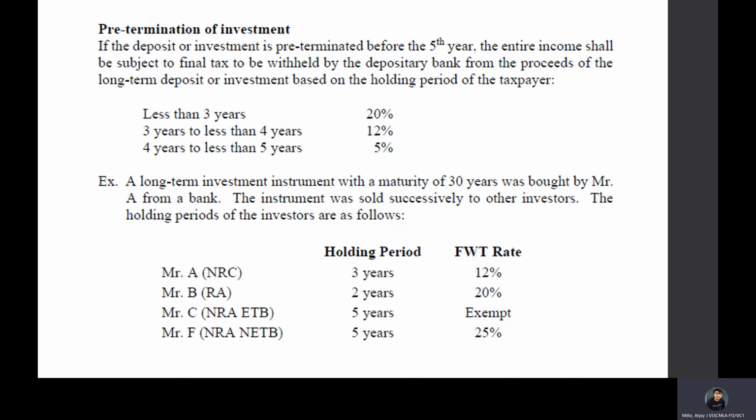So si Mr. A, which is a non-resident citizen, 3 years daw. So pasok siya dun sa 12% threshold, yung 3 years to less than 4 years. Si Mr. B naman, 2 years daw. So if less than 3 years, 20%. Si Mr.